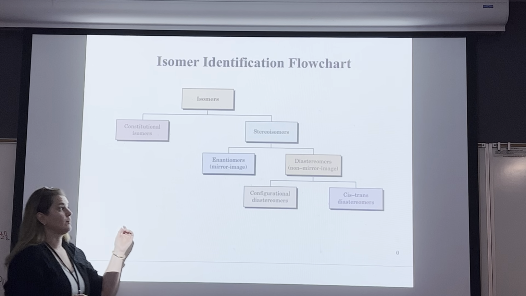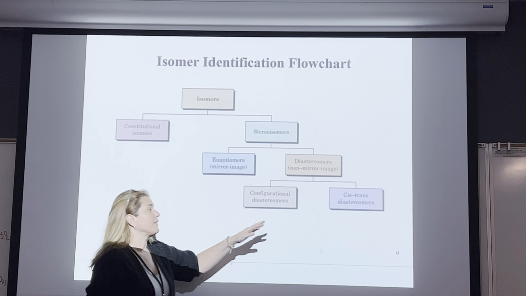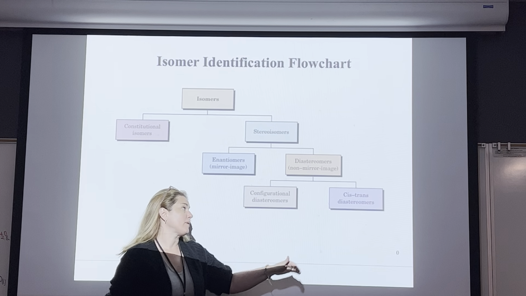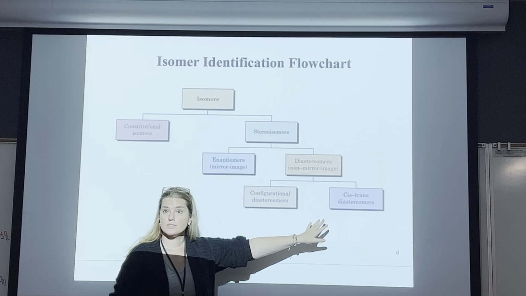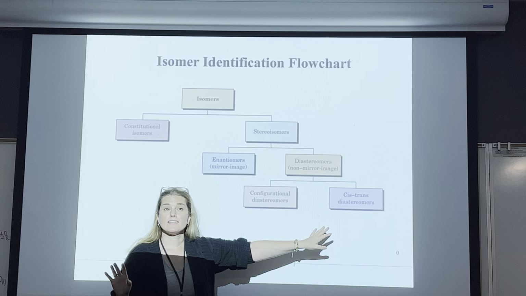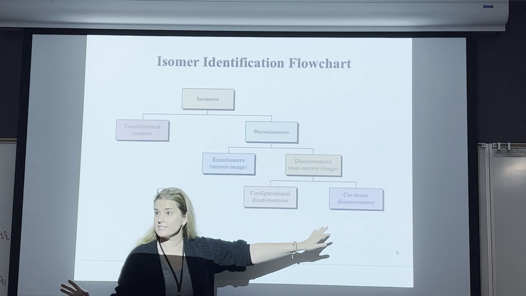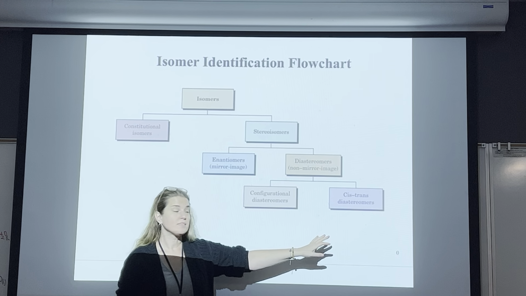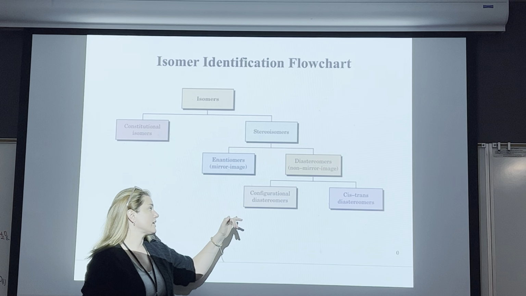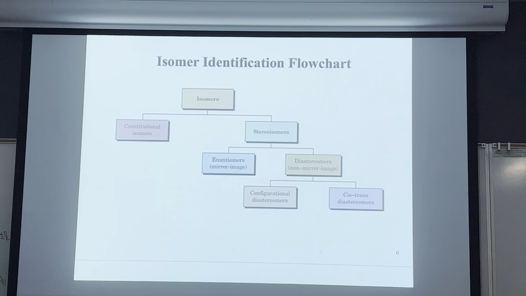Well, that would push us over to the diastereomers. And the group of diastereomers that we've already learned about are the cis-trans isomers. You guys all right with that? And I said there's some other ones, we just haven't learned them yet. Well, here we are, we're learning them. So this is going to be the configurational diastereomers. And this happens when we have more than one chiral center.